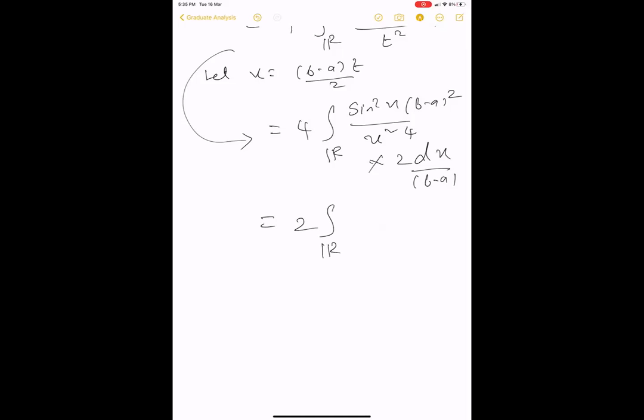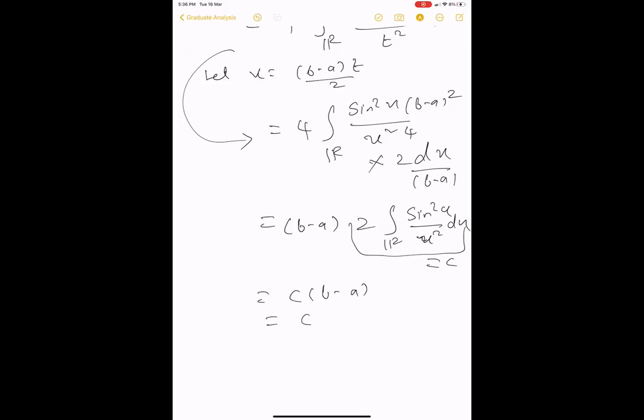Please tell me if it is correct. Before that, I have to write something. B minus A into 2 integral over R sin square U by U square is okay. I call this C, which is equal to C times B, which is C times norm.